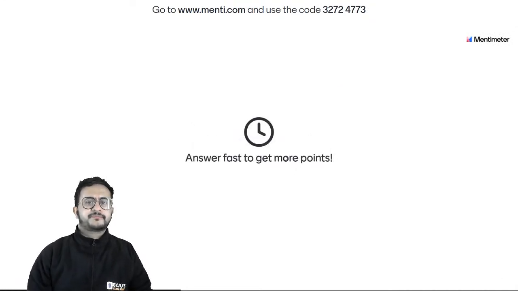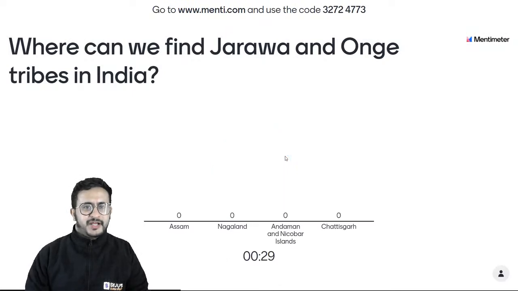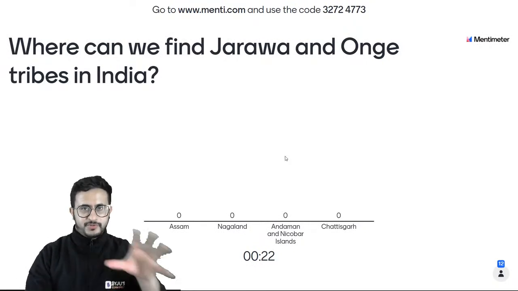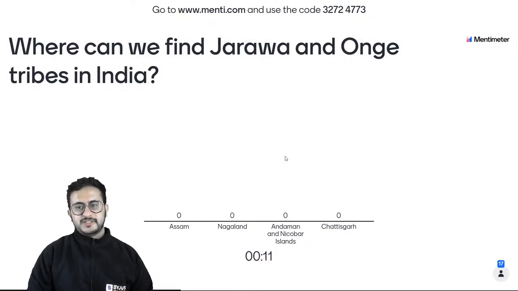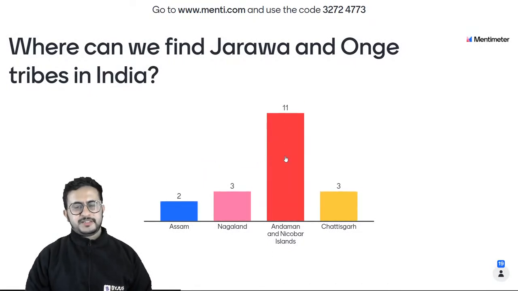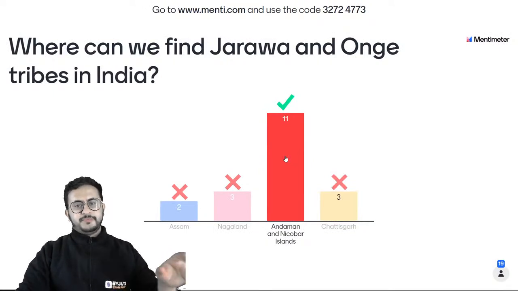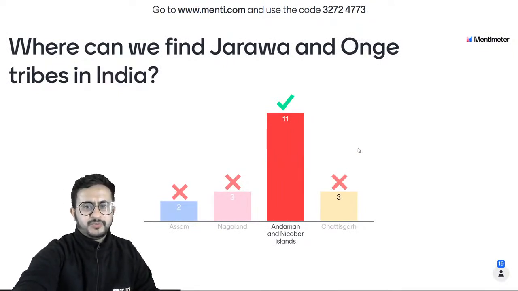Let's see the next question. Where can we find Jarawa and Onge tribes in India? You're not sure of the pronunciation? Jarwa or Jarawa and Onge tribes. Where are these found? Assam, Nagaland, Andaman and Nicobar Islands. Time's up. Yes, the right answer is Andaman and Nicobar Islands. These two tribes are found in Andaman and Nicobar.